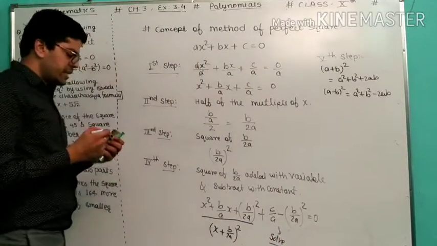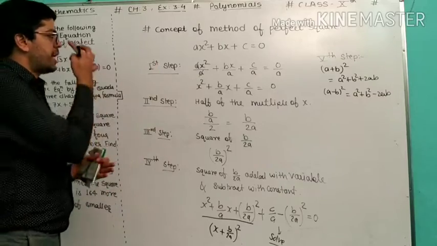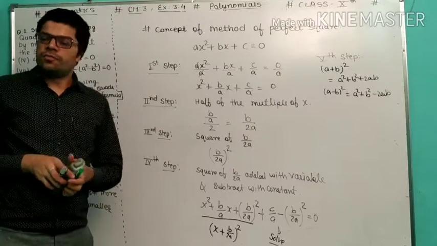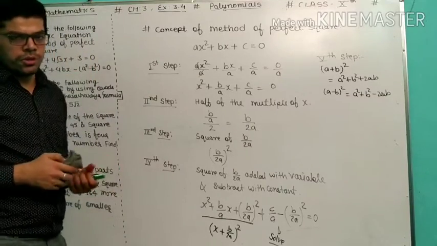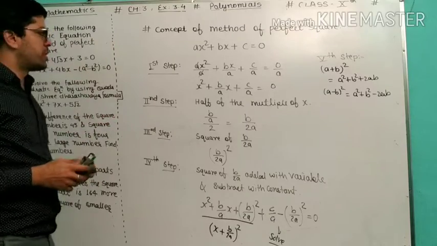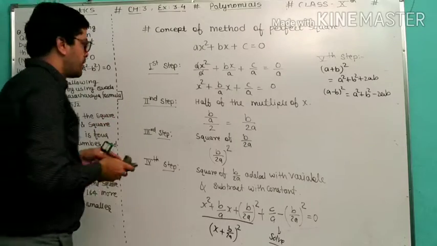So this is very easy. I hope you understood the steps of the method of perfect square. Now we are going to do the question based on the concept of the method of perfect square.